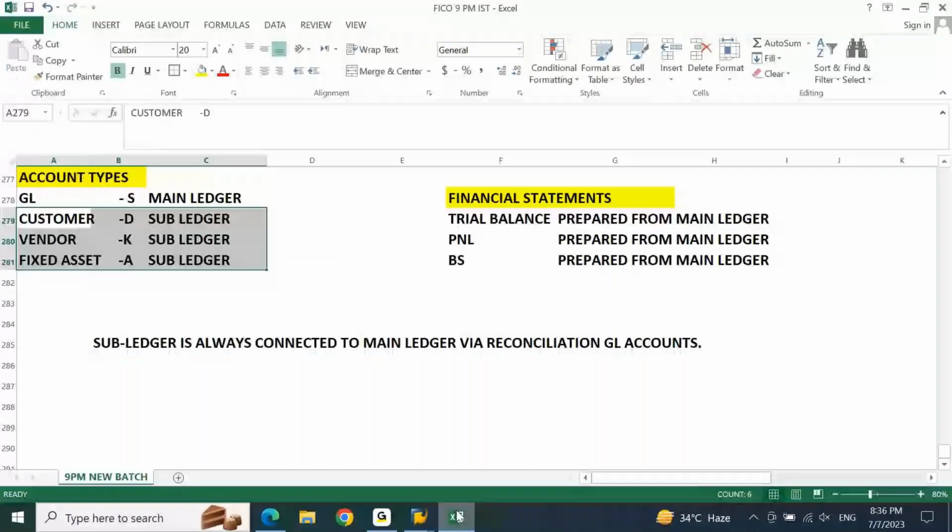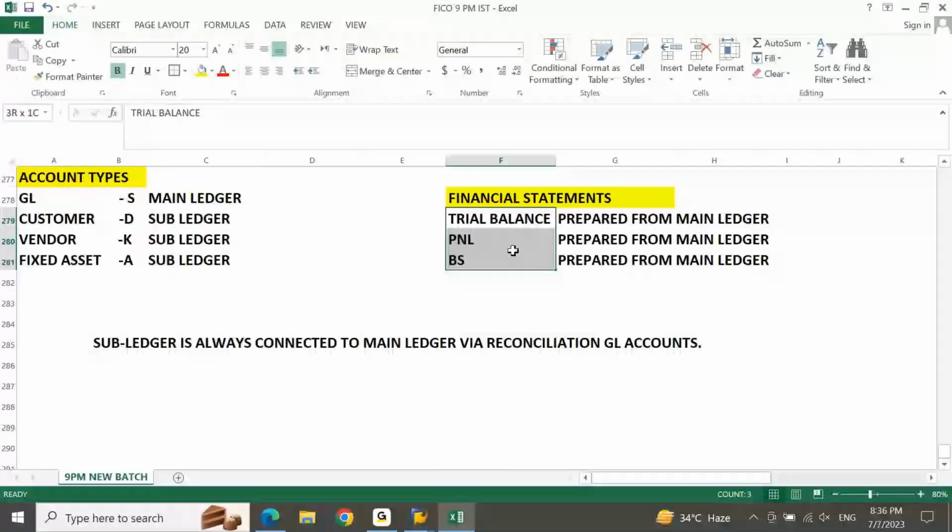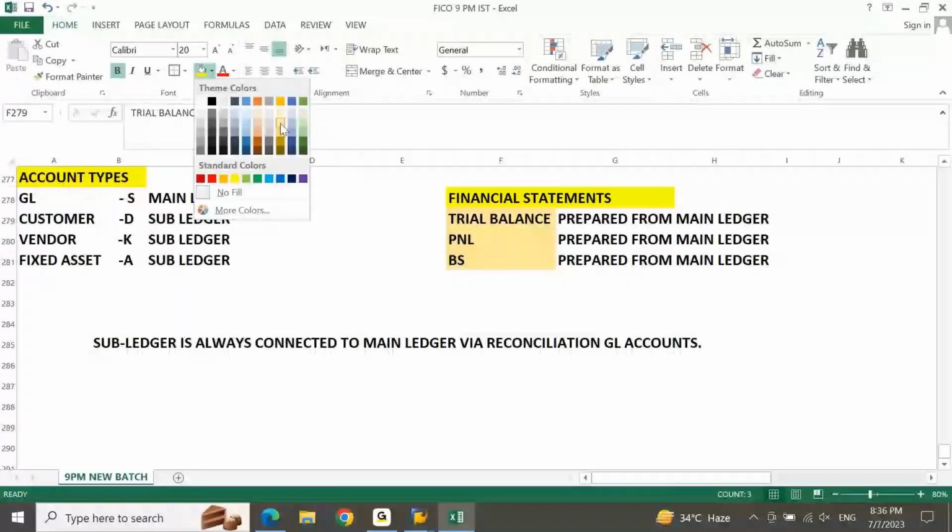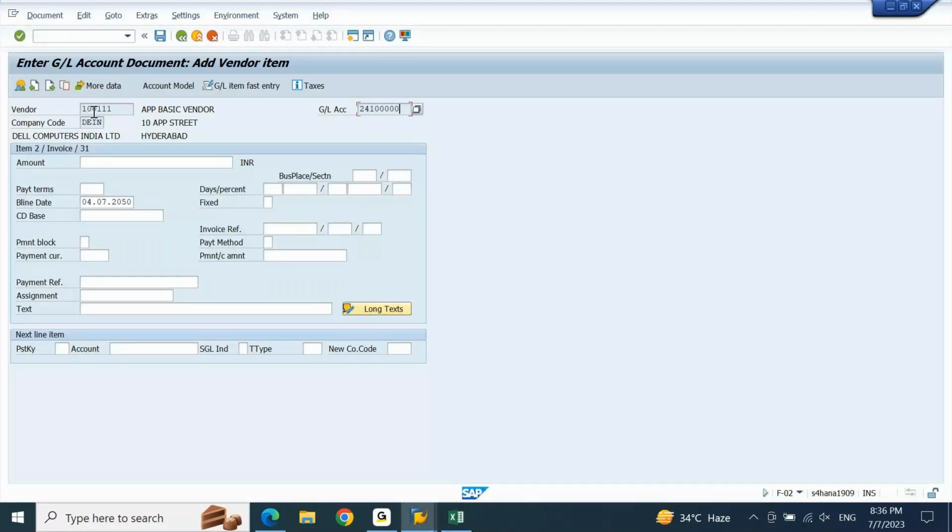With this, when you prepare a trial balance, P&L or balance sheet, by default the system is going to have all the transactions in the main ledger, including subledger or not? Yes, correct, it's going to have them. Because I am hitting a vendor account here, this vendor account is automatically updating a GL account here. So this vendor, I call it a subledger. Subledger will have immediate reflection in the main ledger. If there is no main ledger, there is no possibility of passing an entry in subledger.